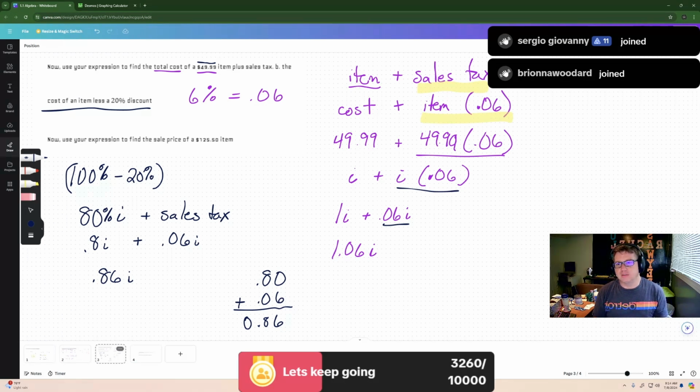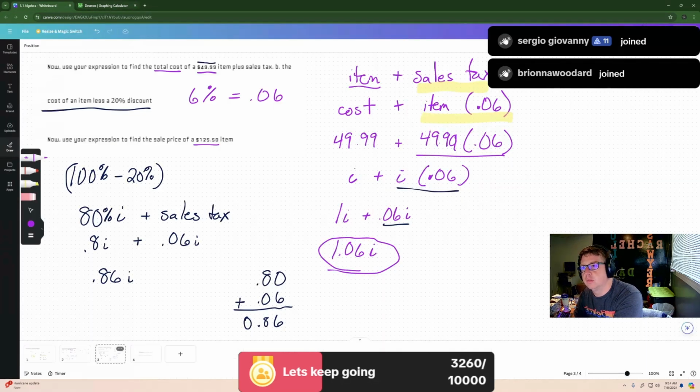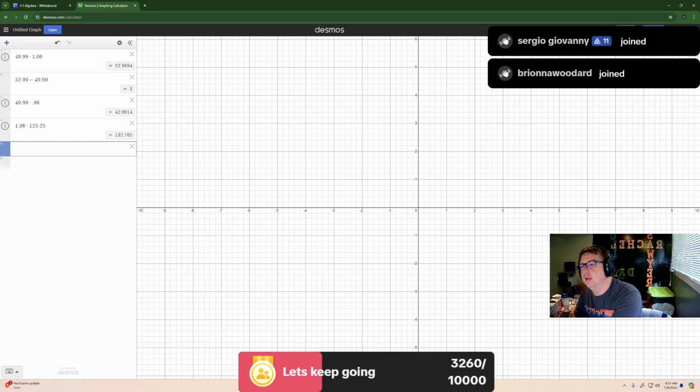Now use your expression to find the sales tax of a $125.50 item. Well, we already have our equation right here with the 6% sales tax. So we don't have to recreate the wheel. All we're doing is putting in our new price and giving that new solution out. So I'm going to leave that one up to you. But just in case, 6% times 125.50, something around there. Wow, well, that was 125.25. Make sure you put 50. But that's the idea.